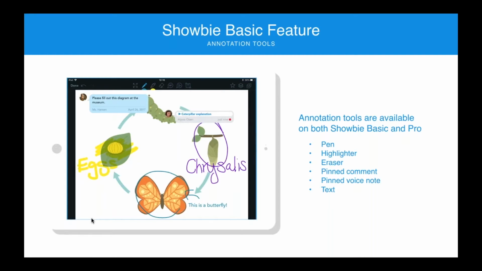But like Chris mentioned earlier, our web team is working really hard to bring that up to parity. So we're hoping to see both the pen and the highlighter on the web app as well. The pinned comments, the pinned voice notes, and the text tool are all also part of the web app. Sorry to interrupt there, Chris.